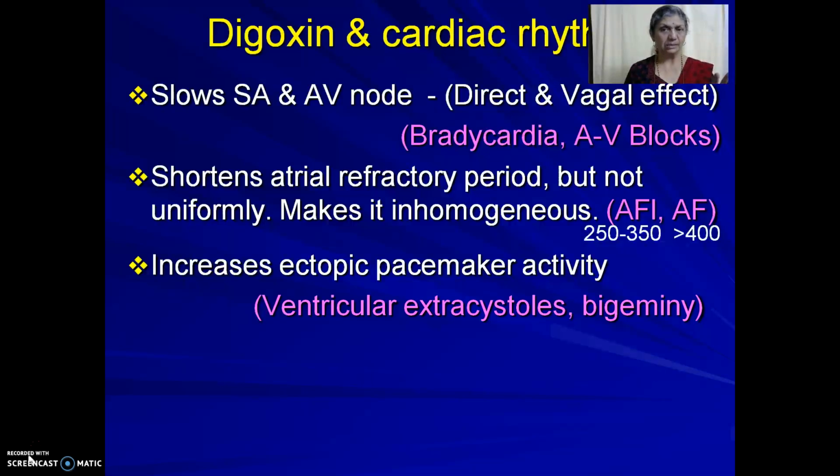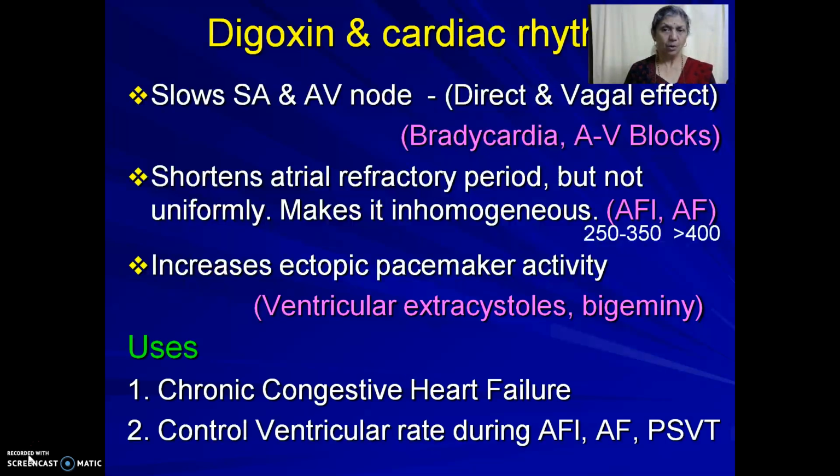Based on all these actions, what are the uses of digoxin? One use we already have discussed, that is, it is the key drug which improves the basic problem in the myocardium. That is, it increases the force of contraction, and therefore it is used in management of congestive heart failure. The second indication of digoxin is in management of atrial flutter or fibrillation. How could this be? Because digoxin actually causes atrial flutter or fibrillation.